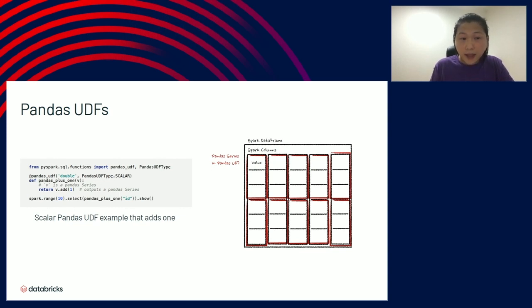On the right side, this is how the function is actually applied against the actual data. The black color is the logical representation of a Spark data frame. It has columns, and the columns have values. Physically, they're distributed, but logically, they're one data frame. And the red color represents the physical unit that the function actually takes as input and output, which are Pandas series.